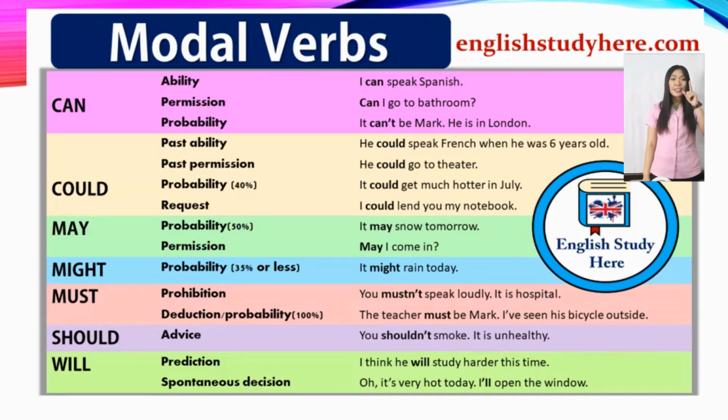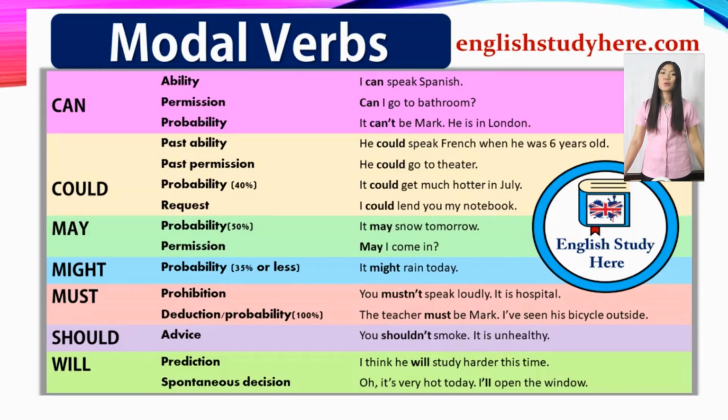And one more thing, may is also used to show permission. For example, may I come in? You were asking for permission. May I come in? Now let's go down to the third M. We're done with must and may, and let's go to might.